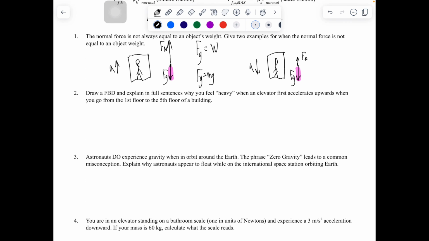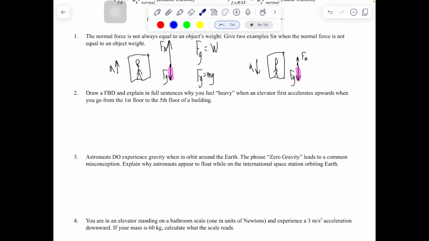Number 2, draw a free body diagram and explain in full sentences why you feel heavy when an elevator first accelerates upward when you go from the 1st floor to the 5th floor of the building. Well, this is what we had just talked about. Your sensation of heaviness really comes from your normal force. So, when the elevator is pushing you upward really, really hard, you feel very heavy. You feel kind of stuck to the floor.